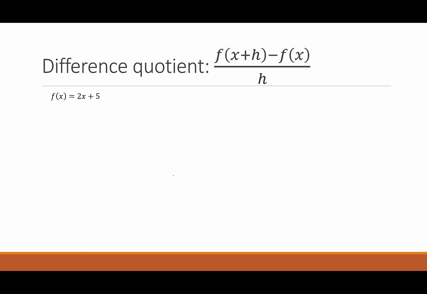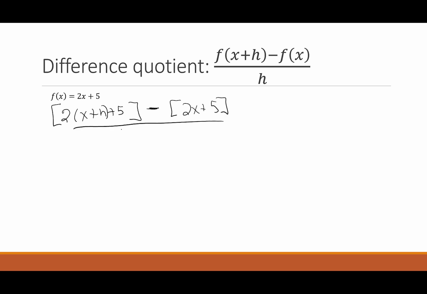This leads us to something called the difference quotient. So we're adding f of x plus h, we're subtracting f of x, and then we're dividing by h. So let's try that with the function 2x plus 5. So if I do f of x plus h, I have 2 times x plus h plus 5. I'm going to put that in brackets to show that's my first piece. Minus f of x is 2x plus 5. And I'm dividing by h.